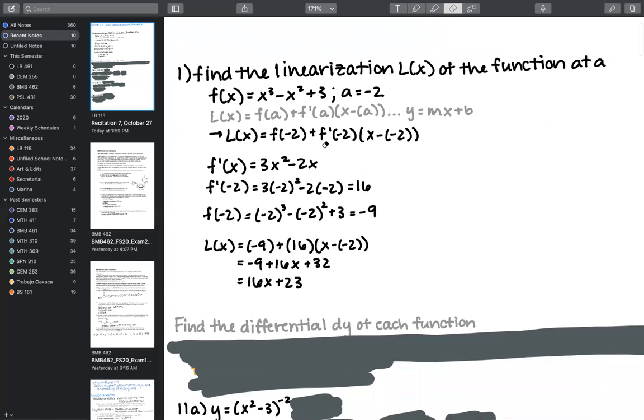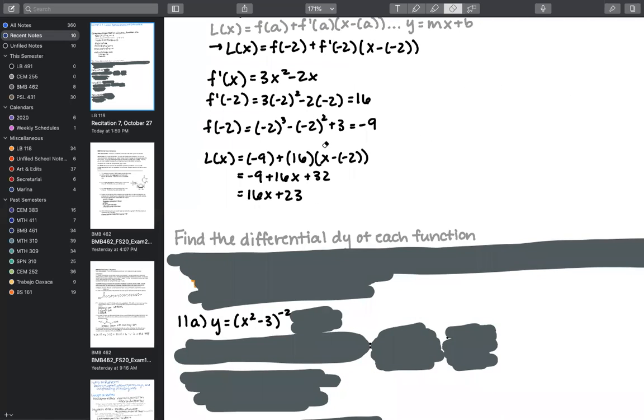But for now, we're going to move on to finding some differentials. We'll do about 4 of these examples. So a differential is just dy.